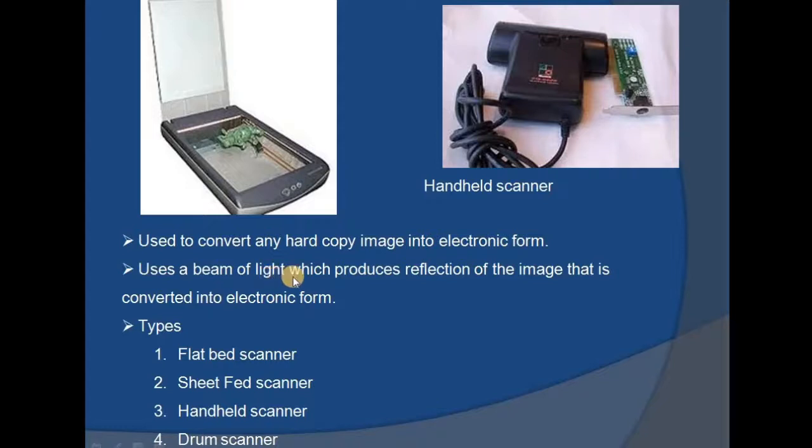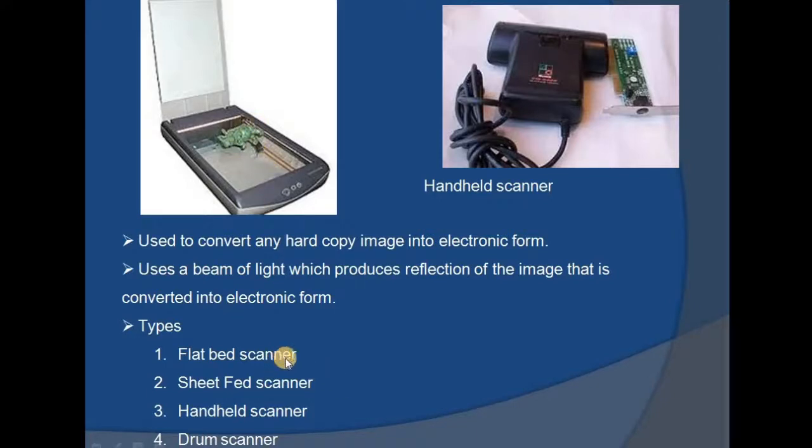It uses a beam of light which produces reflections of the image, that is converted into electronic form. So basically the hard copy, whatever we have, can be converted into electronic form. The difference you can observe with the Xerox is that even if the input we give is a color copy, the Xerox copy that we get is black and white itself. No doubt we have color printers as well these days, but Xerox can give only the black and white copy. With the help of the scanner, we can get the soft copy of the document or paper that we give as input.